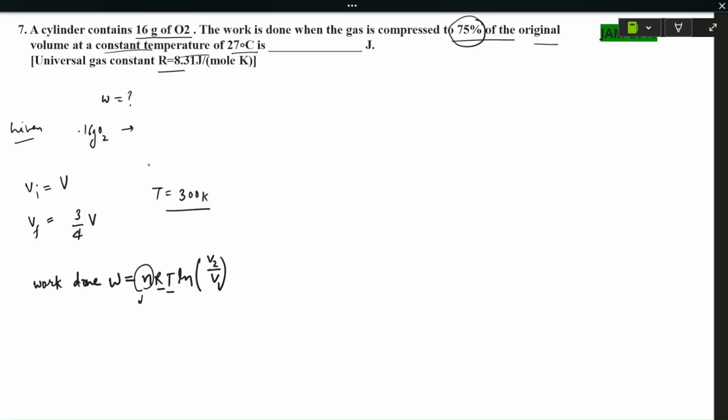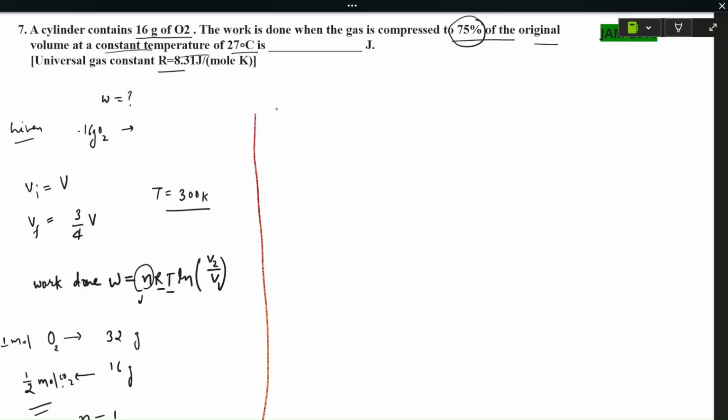To calculate n, it is given that there are 16 gram oxygen. I know that one mole of oxygen molecules has 32 grams of mass. So for 16 gram mass, how much oxygen will there be? 1/2 mole of oxygen molecules have 16 gram mass. So n is equal to 1/2.